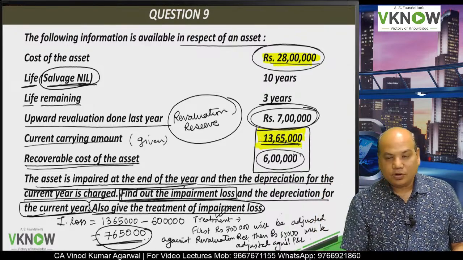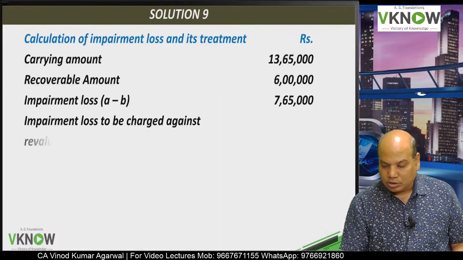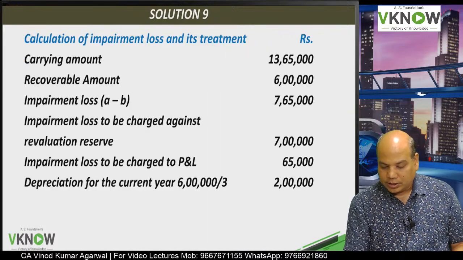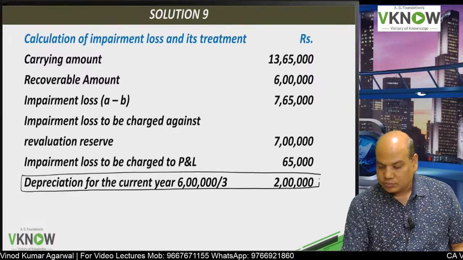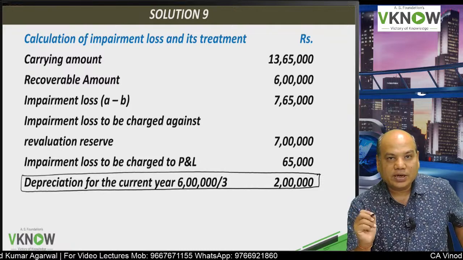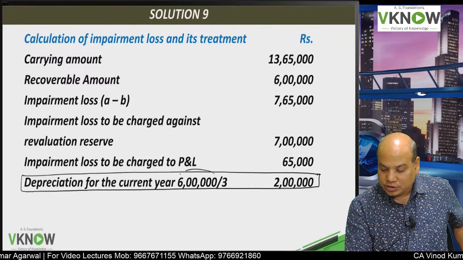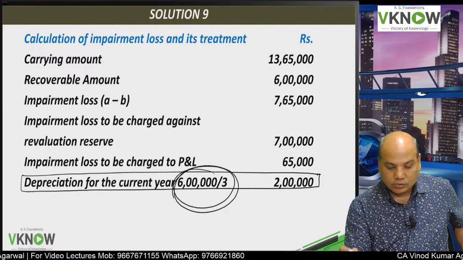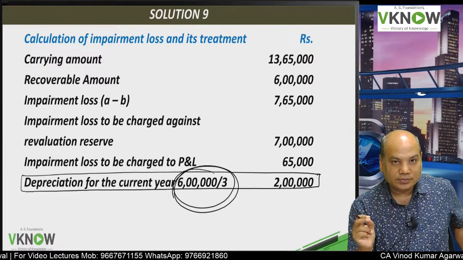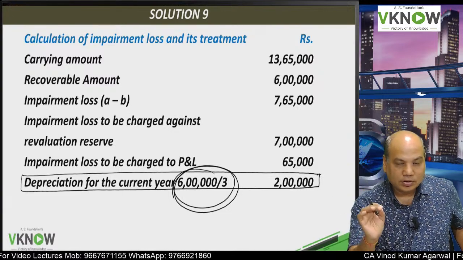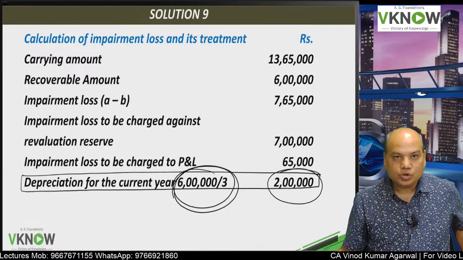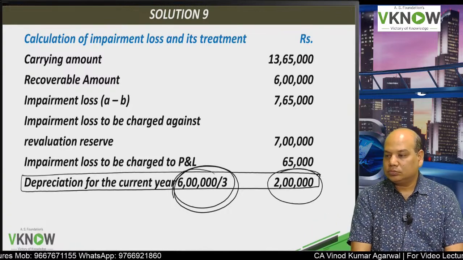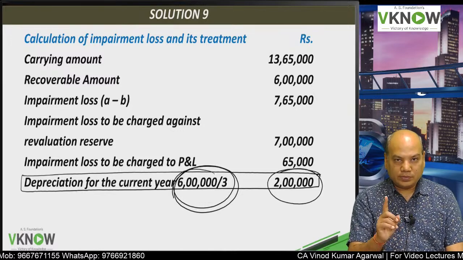After providing for the impairment loss, depreciation charge will change. Now the revised carrying amount of the asset will become 6 lakh and the remaining life is 3 years. 6 lakh divided by 3 years, the answer is 2 lakh. So your 3 answers are over.